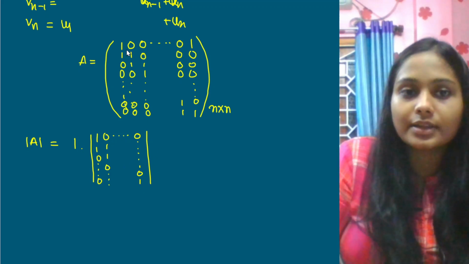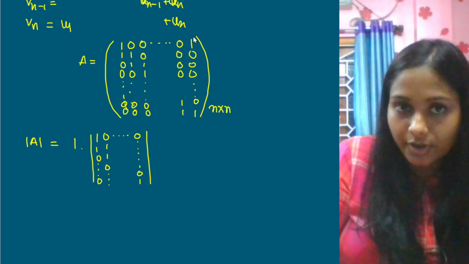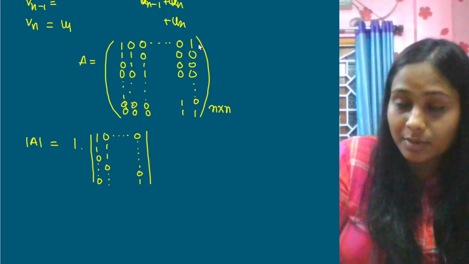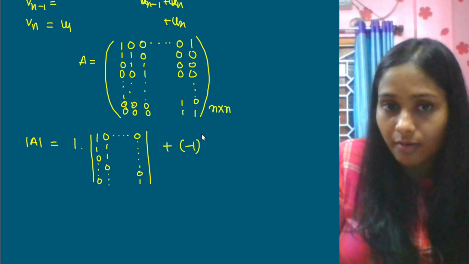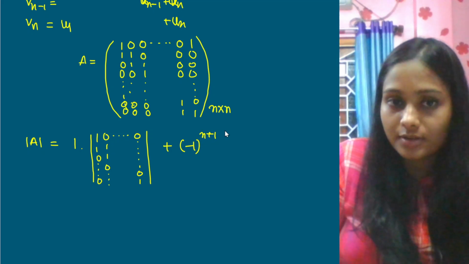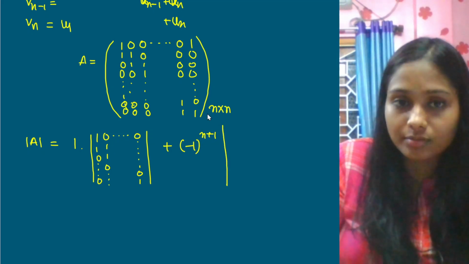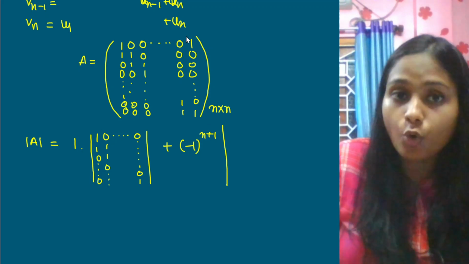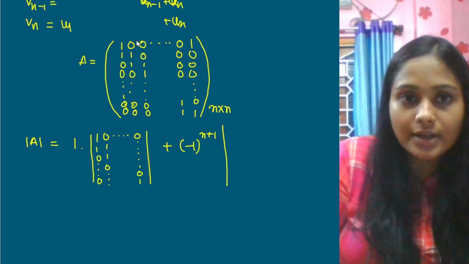And all these terms are 0 and the last term is 1. What is this position? This position is the (1,n) position. So the cofactor of this element will be minus 1 power n plus 1.